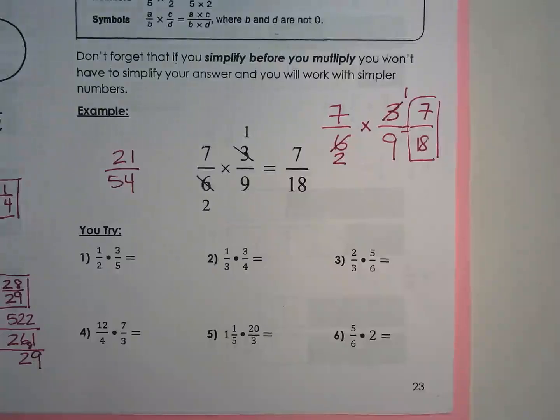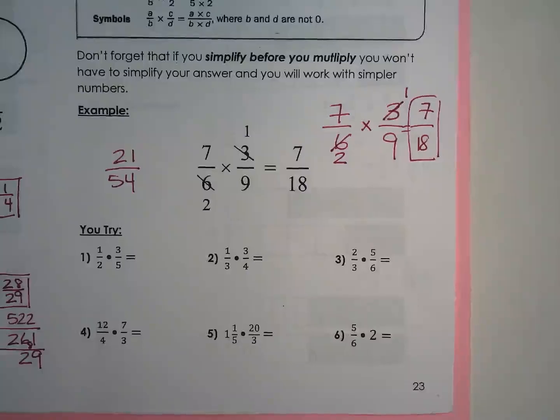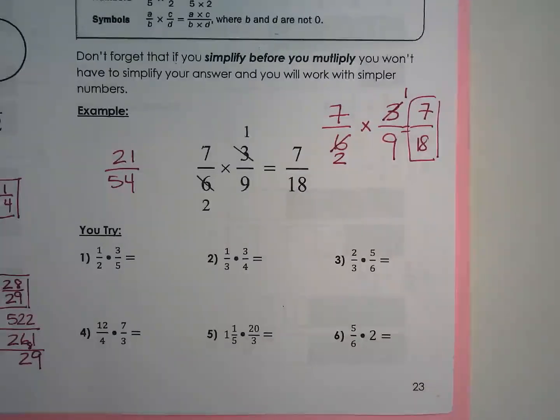So if we simplify before we multiply, we will find that at the end you don't have to do any simplification if you find it all. And the numbers you're dealing with are going to be much smaller and more likely to be in your head.